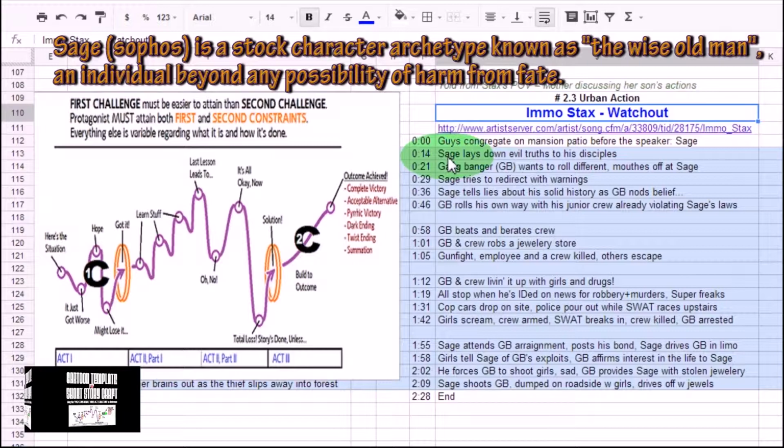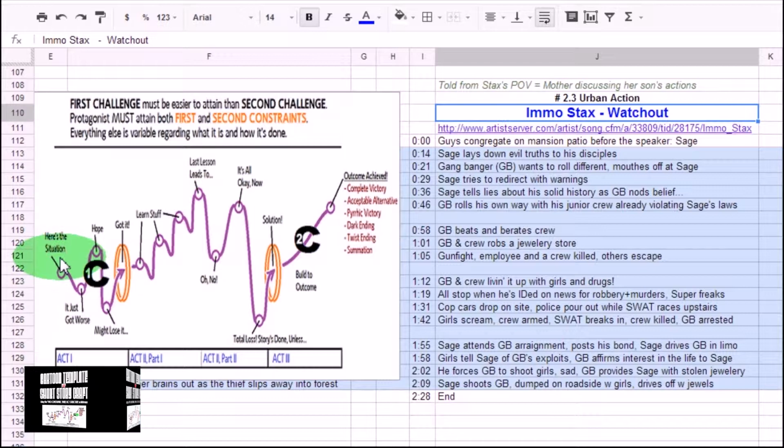So that's the situation. However, it gets worse when one of the gangbangers speaks out. He wants to roll different than the directions that his boss Sage gives him. Sage tries to redirect with a warning about how things are going to get bad, and he tries to do it his way. Sage goes on to recount how he did everything, wonderful and fantastic, which we'll see.